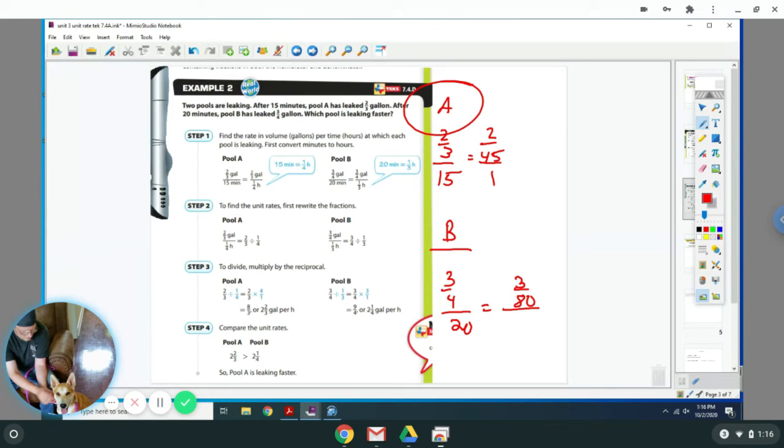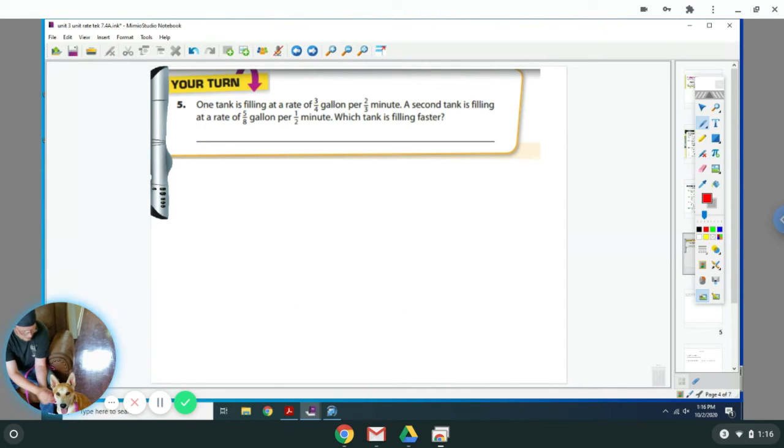This example that you see here is slightly different. They actually made it into hours. I left mine as minutes, but if you want to do hours, you would get the same answer. Pool A will still be leaking faster. All right, so now you try this one.